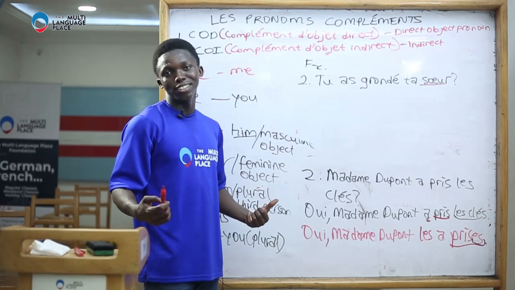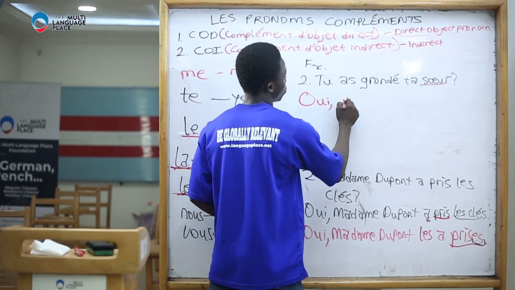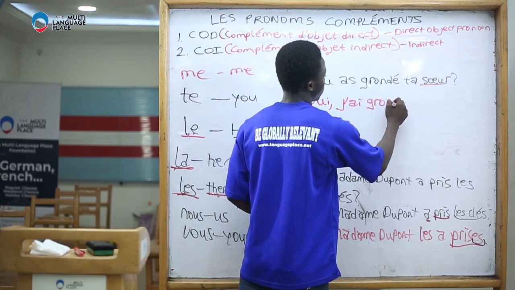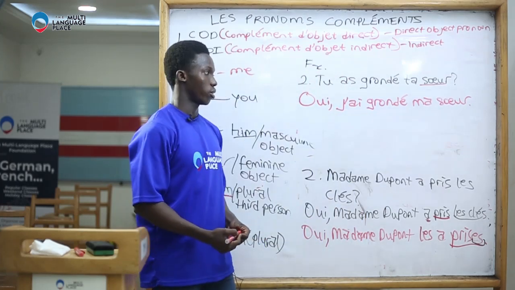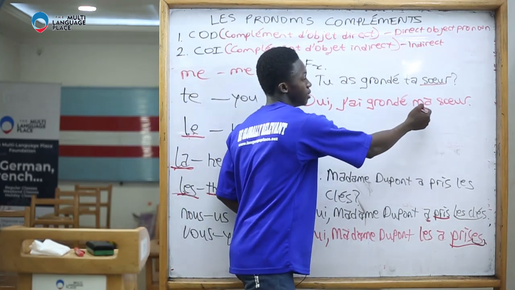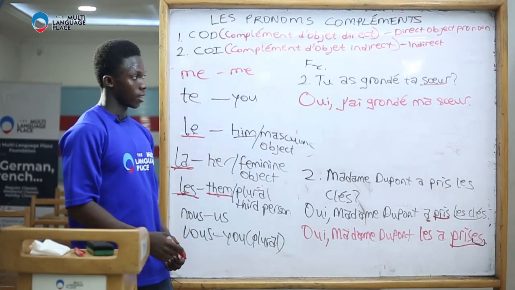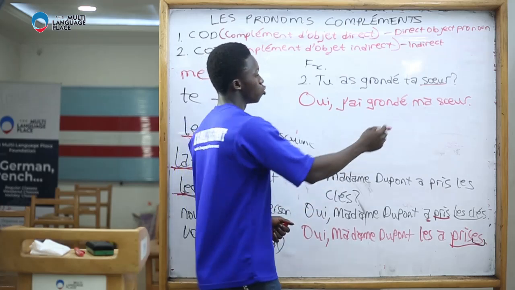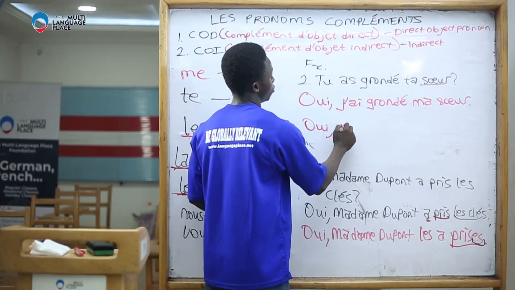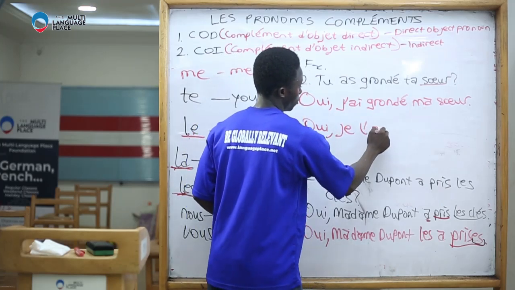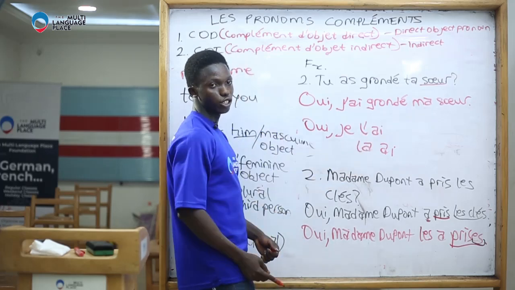She stole my keys, so I scolded her. I'll say, oui, j'ai grondé ma sœur. Now, I want to replace this with COD. Remember, this is feminine. La. Now, remember we are treating passé composé, so it comes even before the auxiliary verb, and that will be oui, je, l'ai. We can't say l'ai. This will kill this and gives us l'élision.